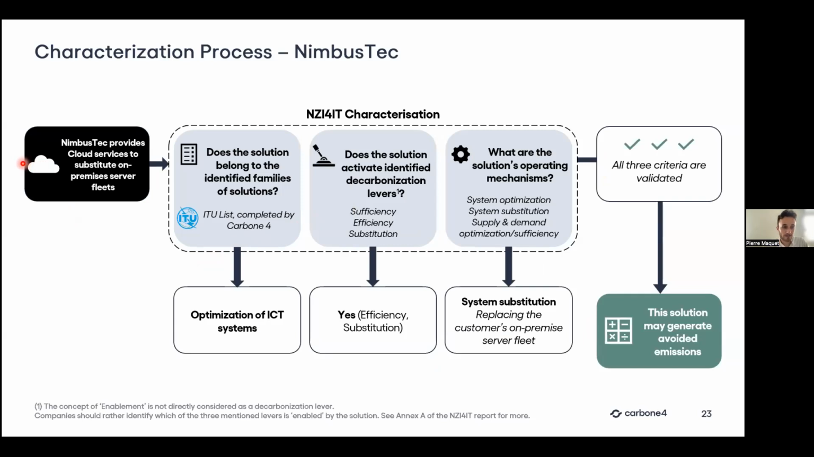If we look at our 2 examples, the first one, Nimbus Tech, would validate all 3 criteria. It belongs to the optimization of ICT systems family, which is in the list. It also activates 2 levers, efficiency and substitution. And it has the operating mechanism system substitution, by replacing the customer's on-premise server fleet. So it is good for Nimbus Tech.